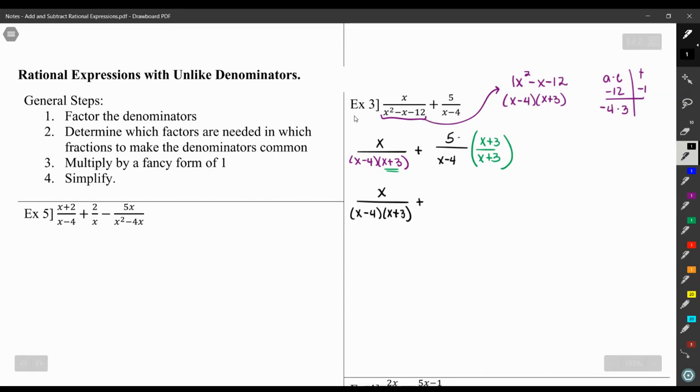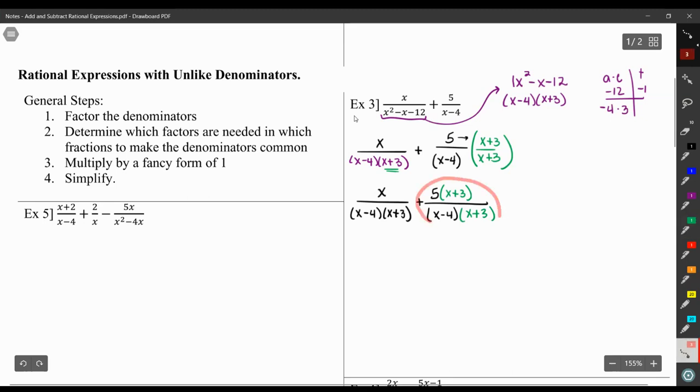So if we do 5 times x plus 3, I'm going to write it this way first: 5 times x plus 3 over x minus 4, which is really in an invisible set of parentheses because they are 2 terms. They're locked together. x minus 4 times x plus 3.